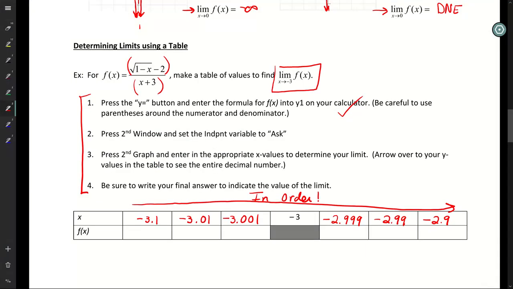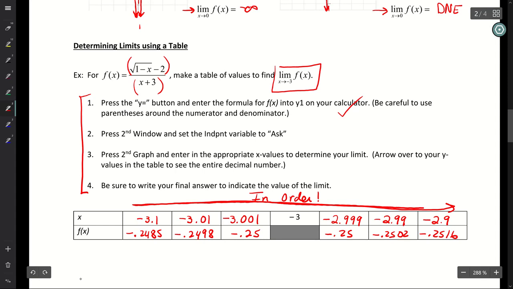All right, so let's write those values in that we got here. I got negative 0.2485, negative 0.2498, negative 0.25, I'm sorry, that's supposed to be 5. Negative 0.25, negative 0.25, negative 0.2502, and then negative 0.2516. All right, and notice here what I said before, you want to do these in order on your table from left to right. You don't want to work your way this direction and that direction. That's not going to work well.